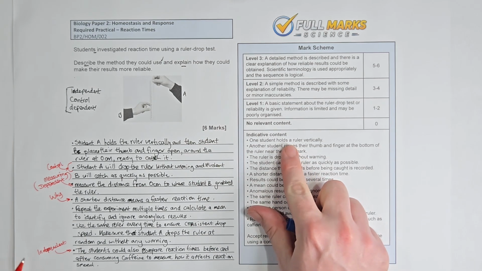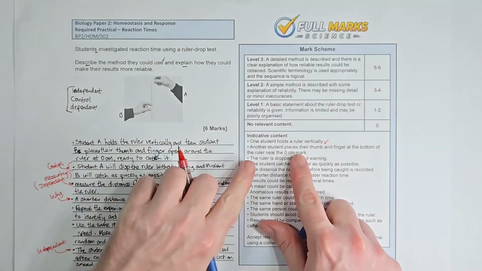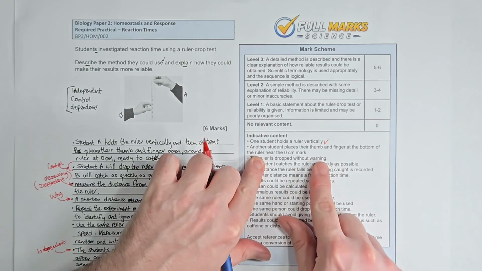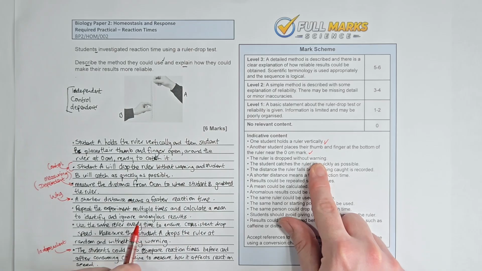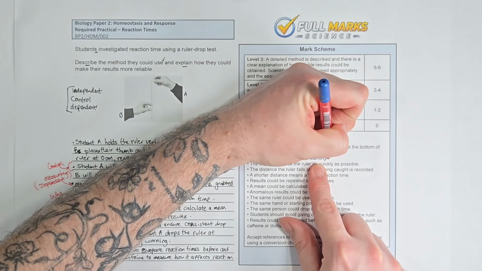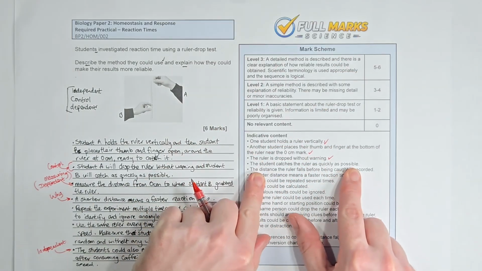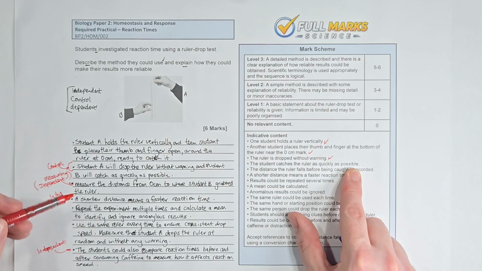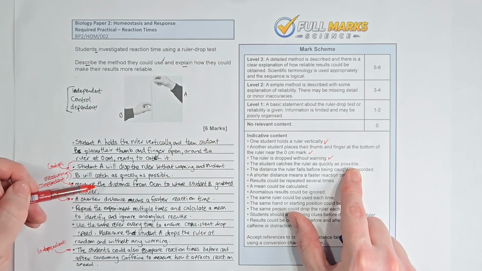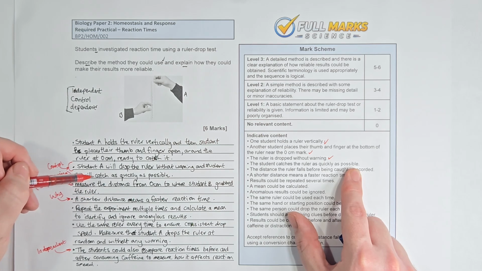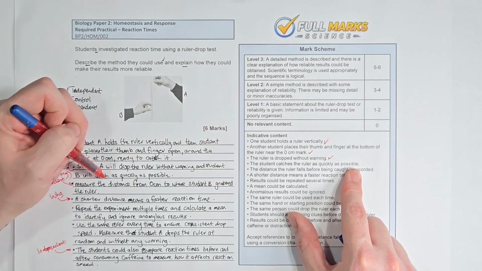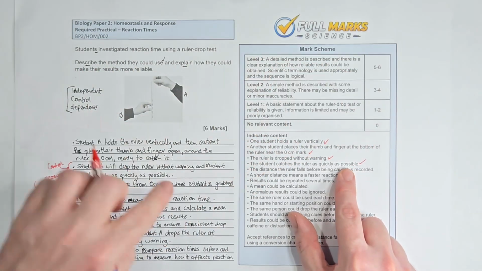So one student holds a ruler vertically, we got that. Another student places the thumb and finger at the bottom of the ruler near the 0 centimetre mark, we got that. The ruler's dropped without warning, so that came in this bit right at the bottom where we were saying about reliability. So we got that. The student catches the ruler as quickly as possible. We did say that somewhere. Oh, there it is. Student A drops the ruler without warning. Student B catches it as quickly as possible. So we were saying that in our actual setup.